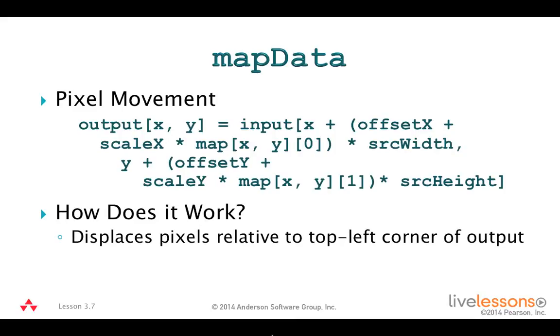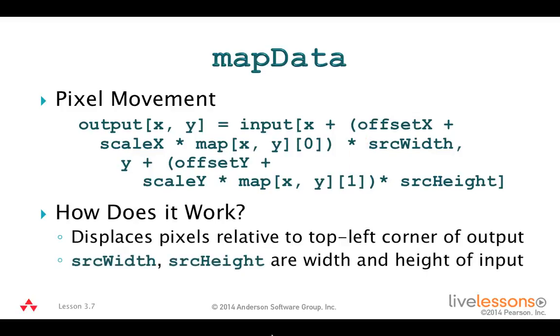Note that pixels are displaced relative to the top left corner of the output. That would be the 0 and 1 notations that you see here. Source width is the width of the input source and is used to displace the X value. Likewise, source height is the height of the input source and is used to displace the Y value. And FloatMap is used for the actual 2D map implementation, so let's show you this class next.